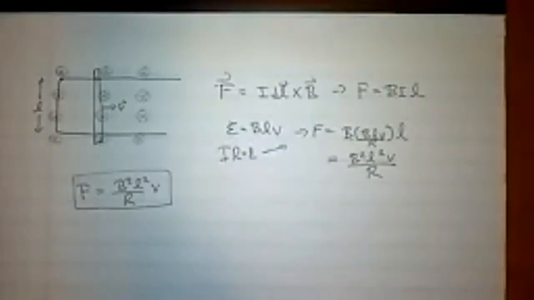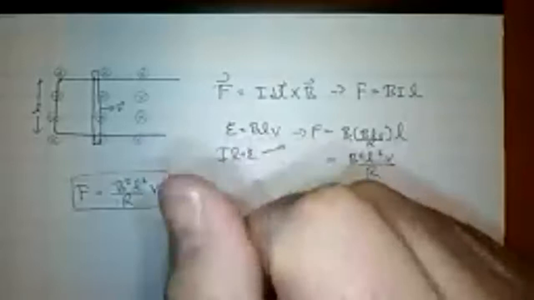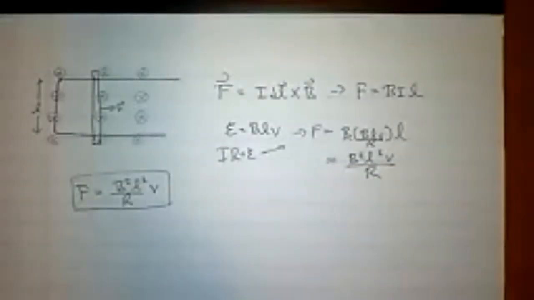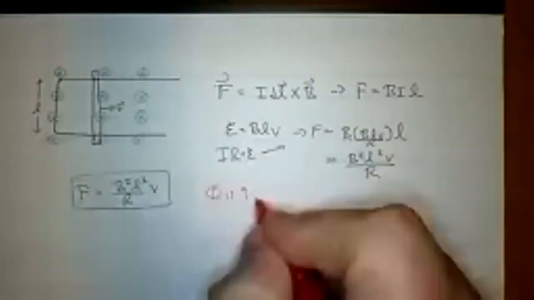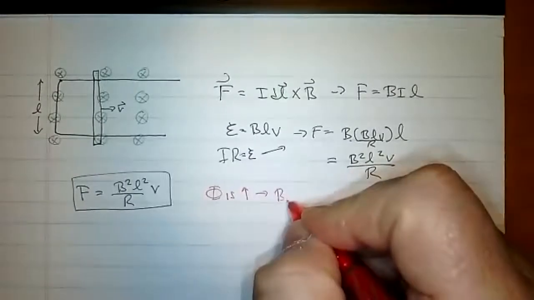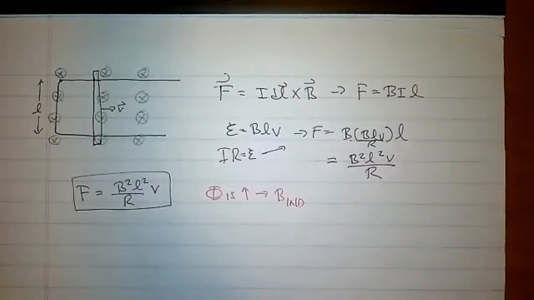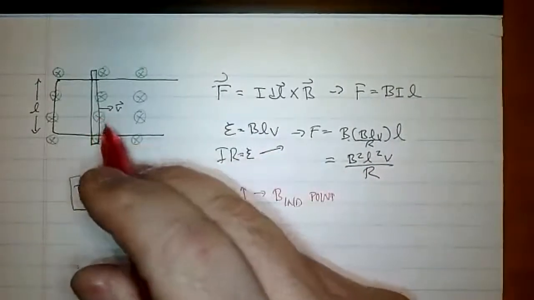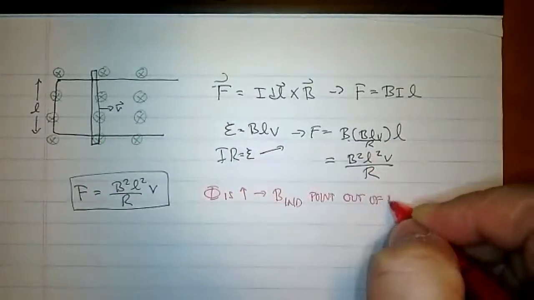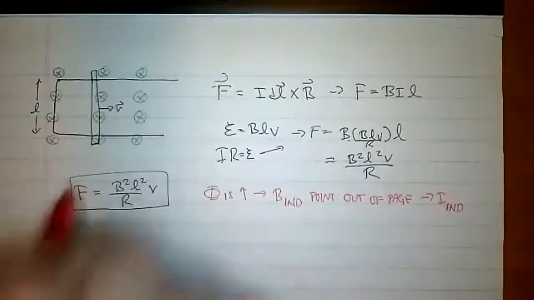Now let's think about that direction. What we have is a magnetic field pointing into the page. The flux, because the rod is moving this way, is, anyone, increasing or decreasing? Increasing. Yes. So the flux is increasing. That means the induced magnetic field is going to point what way? Out of the page. Yes. Because the flux was increasing, it's going to try to decrease. So it's going to try to cancel out that magnetic field, which means it's going to point out of the page. Which means I induced is going to be what? Clockwise or counterclockwise?